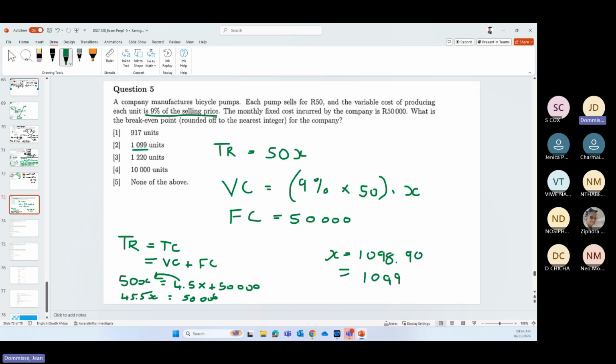Okay, so now with this one, you will not suddenly get a 1098 or 1100, just 1099, because of rounding off. You can see there's a clear one that is the 1099, and the other units are not suddenly a 1098 and a 1100 because of rounding off. That is just not going to happen.